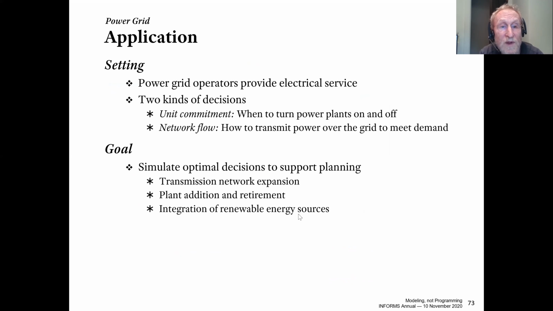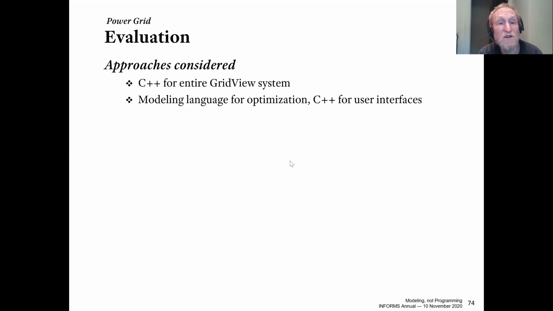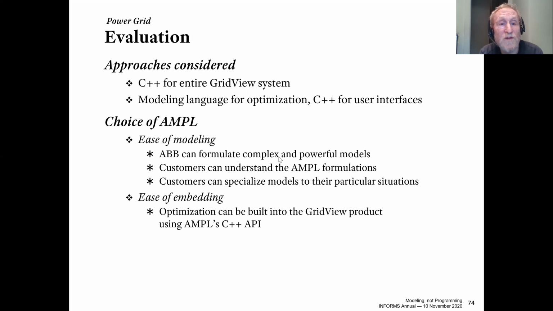So ABB considered doing the entire GridView system in C++, but in the end decided to use a modeling language for the optimization and the C++ only for the user interfaces. And this was partially for ease of modeling. Using AMPL, they could formulate complex models, and then customers could understand these formulations. And in talking to customers, they could show them how to specialize models even to their particular situations. And then using the AMPL C++ API, they could still embed the optimization part of it into the larger GridView system.